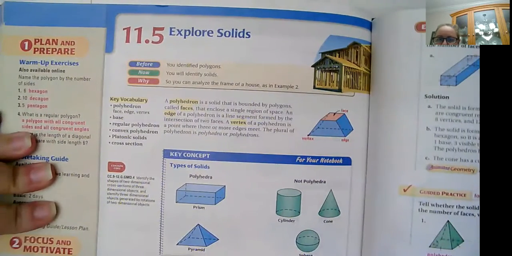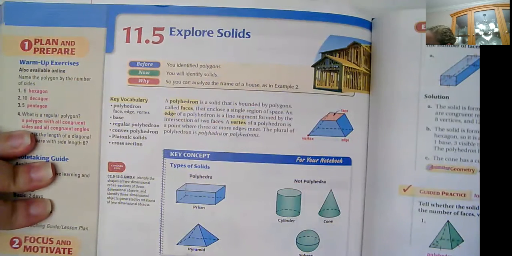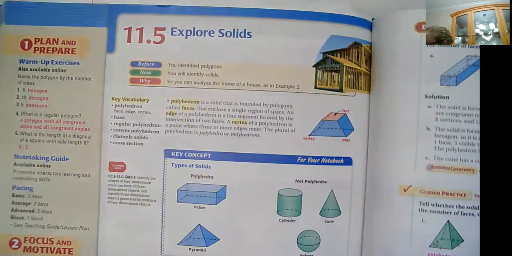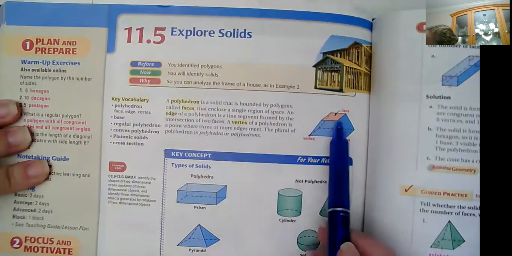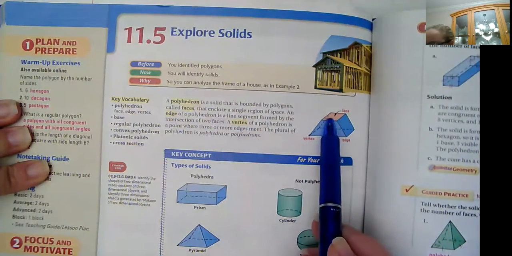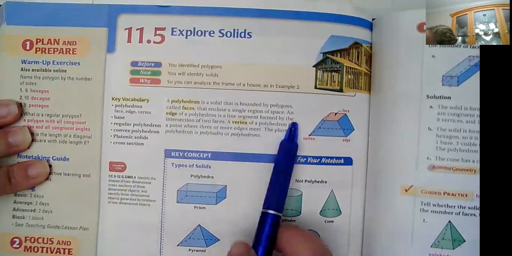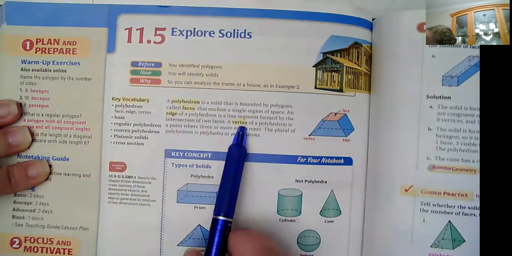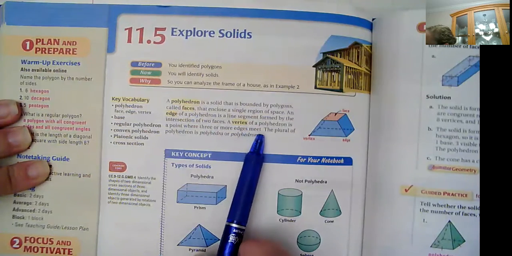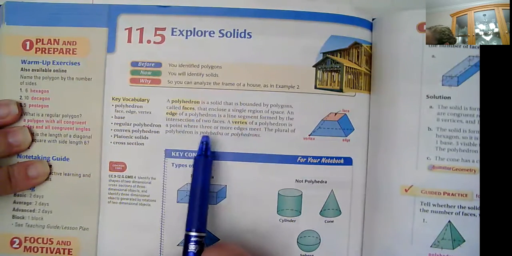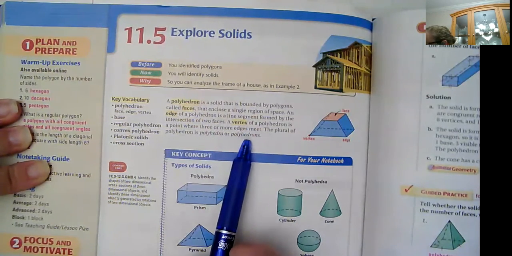So 11.5, explore solids. A polyhedron is a solid that is bounded by polygons called faces that enclose a single region of space. An edge of a polyhedron is a line segment. So a face is one of the sides. The edge is where two faces meet, a line segment formed by the intersection of two faces. A vertex of a polyhedron is a point where three or more edges meet. The plural of polyhedron is polyhedra or polyhedrons.